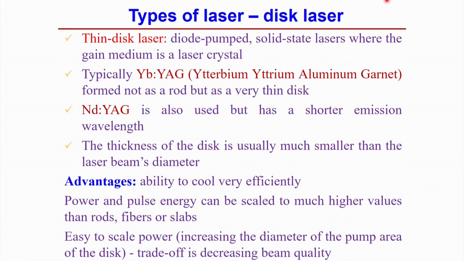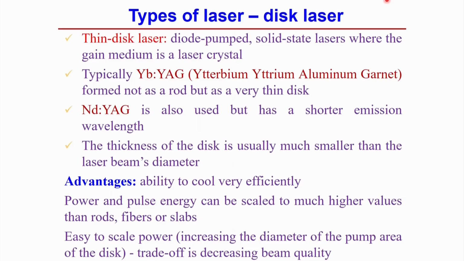Another type commonly used is called the disc laser. In the thin disc laser, the pumping uses a diode pump and it is also a solid state laser where the gain medium is a laser crystal. So, in the lasing medium we can use a laser crystal here. Typically Yb:YAG, that means yttrium aluminum garnet, in a form not of a rod, rather a solid shaped like a thin disc. So, that is why it is called the disc laser.